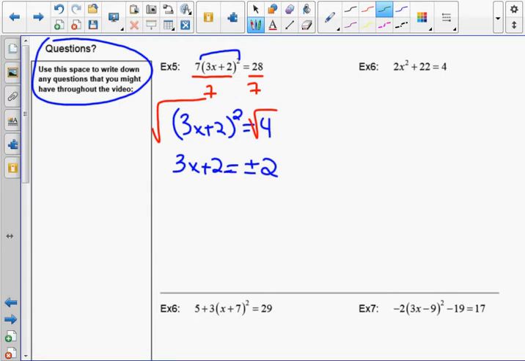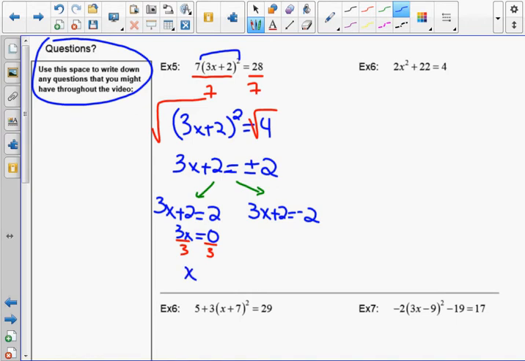So now that we have this equation here, we're going to write two separate equations that we're going to solve. So we have 3x plus 2 is equal to the positive 2, and 3x plus 2 is equal to the negative 2. Now we solve them individually. So at this step, for this first equation here on the left, I'm going to subtract the 2. So that's going to give me 3x is equal to 0. The next thing I'm going to do is divide by 3. Now because we have a 0 here, we're just going to get 0. 0 divided by 3 is just 0.